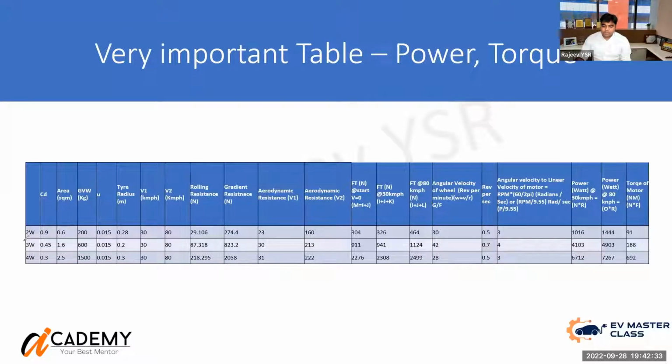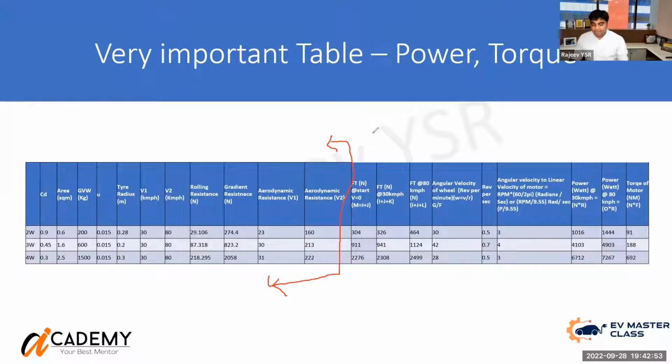This is the homework. In the past homework, you got up to here, up to aerodynamic force. Now, this is the new homework for you. What is the new homework? You will have to calculate almost 8 parameters.